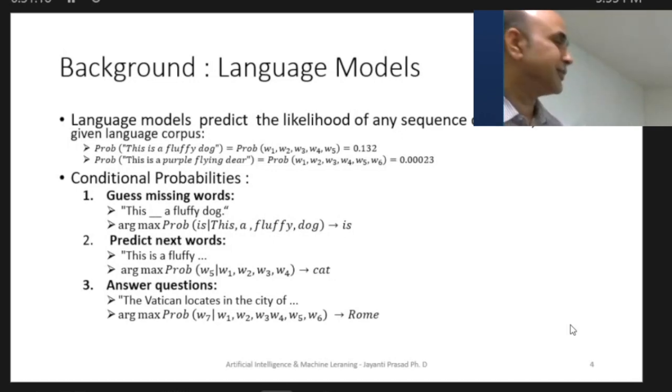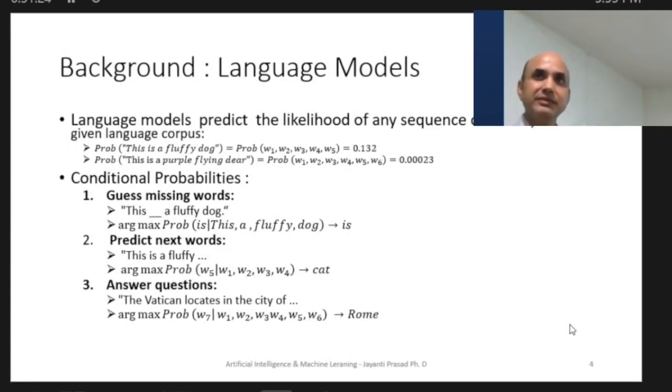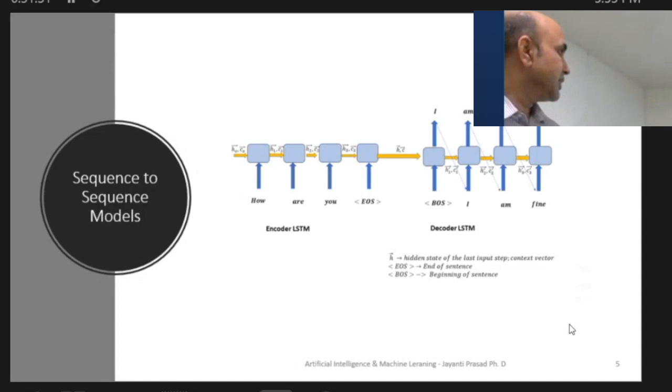So I think now all of you should be clear on what a language model is. And when we say large language model, it simply means it was trained on a very large data set. And these probabilities don't come automatically. They need to be learned from the corpus. Now let me come to the sequence to sequence model so that we can motivate the case for attention.